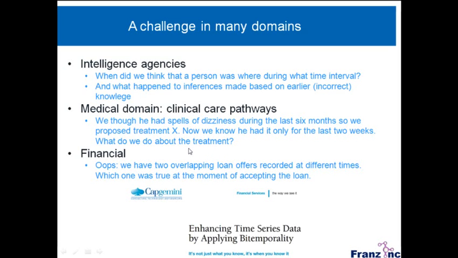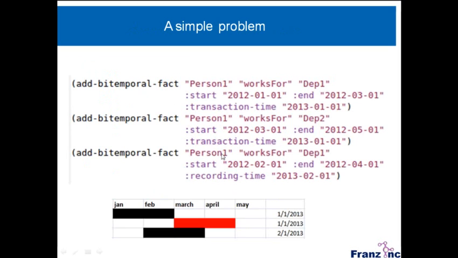with time. There's a really good overview paper by a company called Capgemini that wrote this report, Enhancing Time Series Data by Applying Bi-Temporality, with this great title: It's not just what you know, it's also when you know it. So I would recommend that you find this on Google. But let me go a little bit deeper for the nerds in the audience.